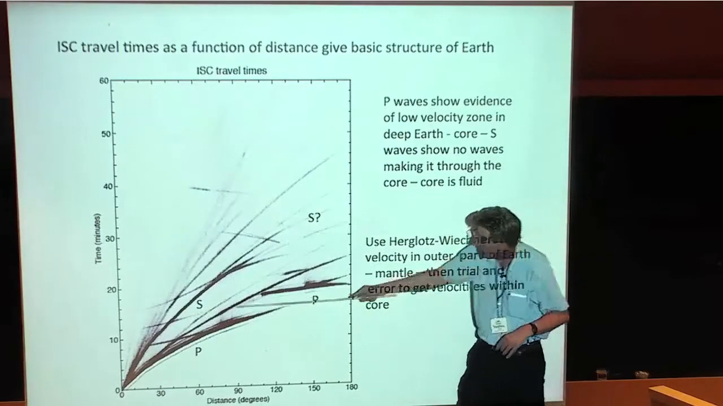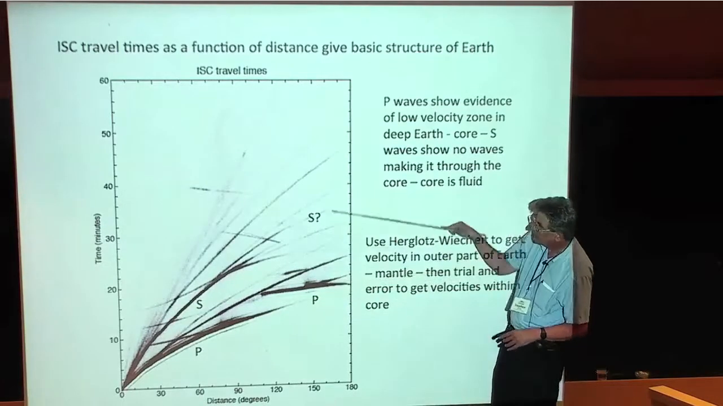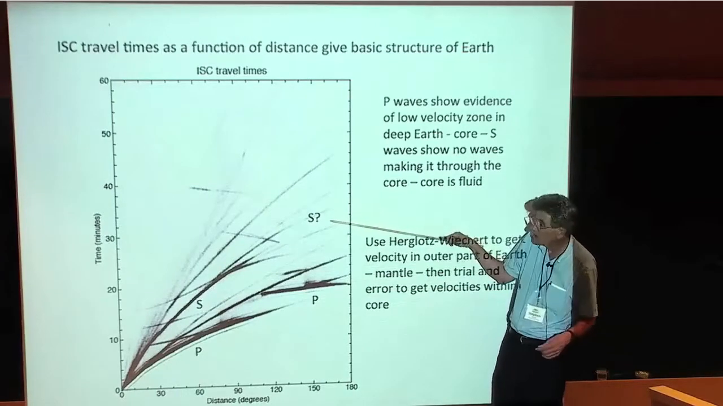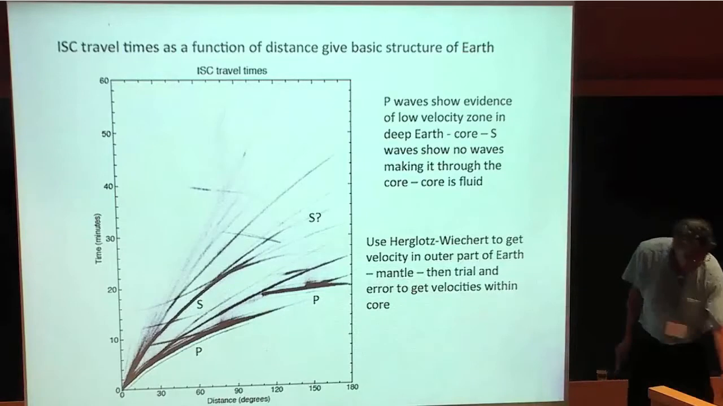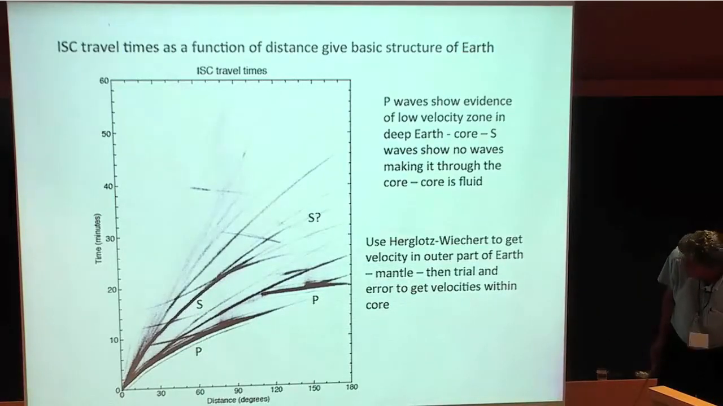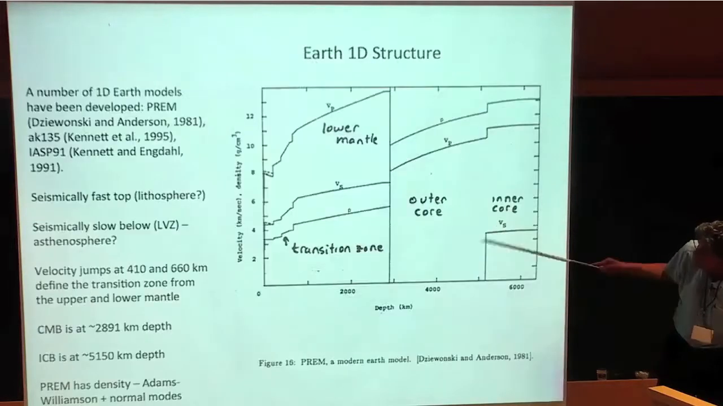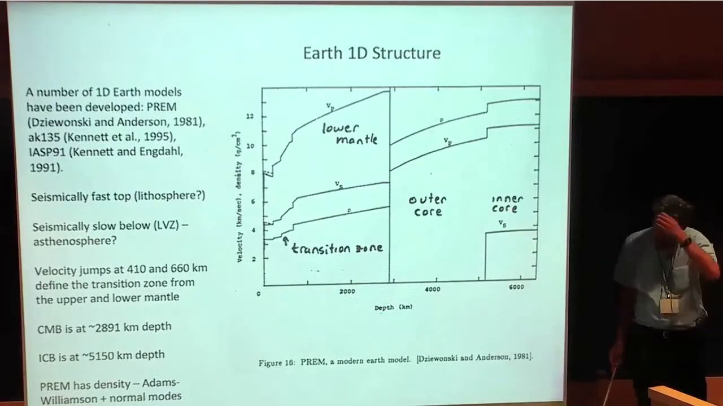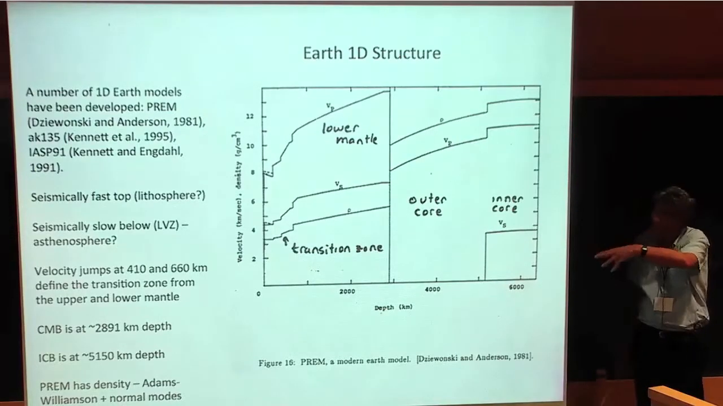S waves, you can see them here. Arrivals like this, you don't see any for S waves. And that was the indication that the outer core was liquid in the early days. So we can use the time versus distance there to get a model of velocity as a function of depth. And I was going to go through some of the complications, but we do have these reference models based on largely travel time versus distance, not just the ISC, but there's other data sets available as well.